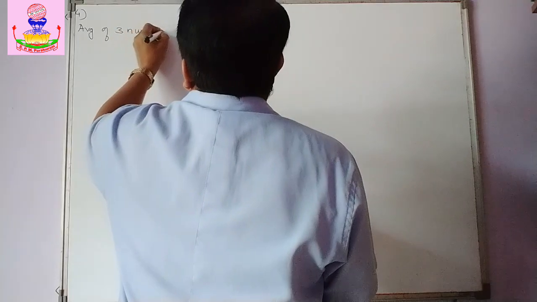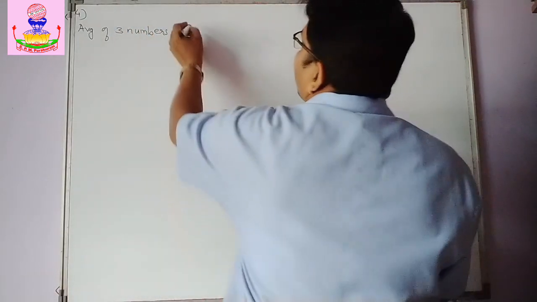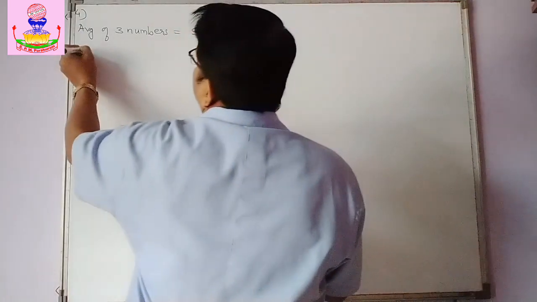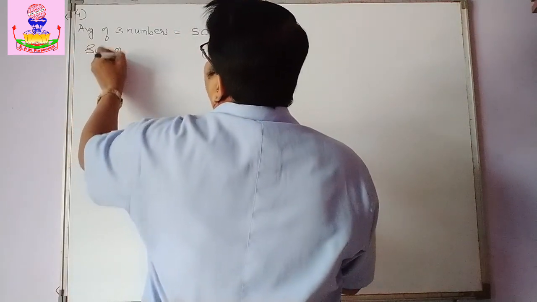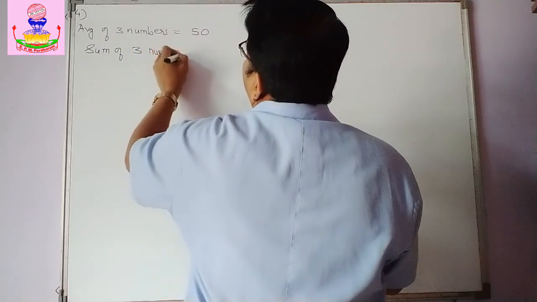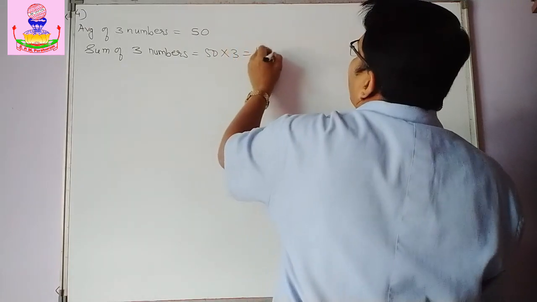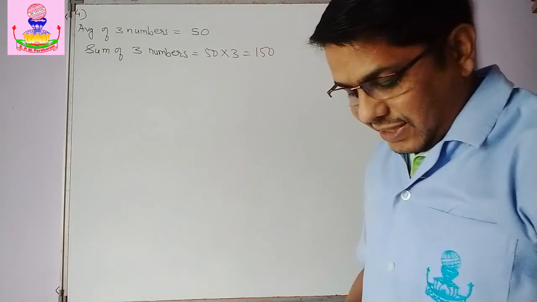Average of 3 numbers is 50. So can I get the sum of the 3 numbers? Yes. So the sum of the 3 numbers, what will it be? 50 into 3, that is 150. Now what do they say?